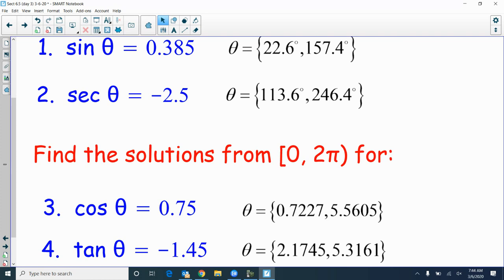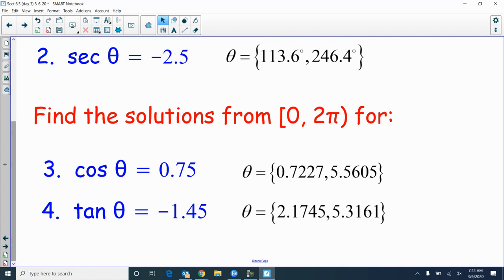Because right here, there's no way. These values are not like square root of 3 over 2. You've got to do decimals. And then 5.5605. Now, usually you put them in numerical order, smallest to highest, but it doesn't really matter. I'm not going to mark anything off. And then that last one, 2.1745, and then 5.3161.